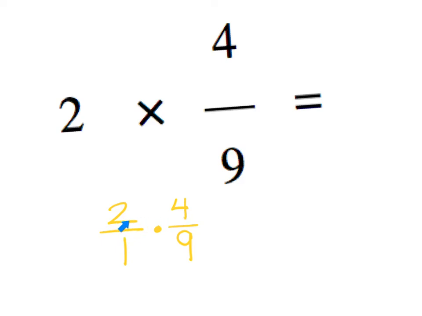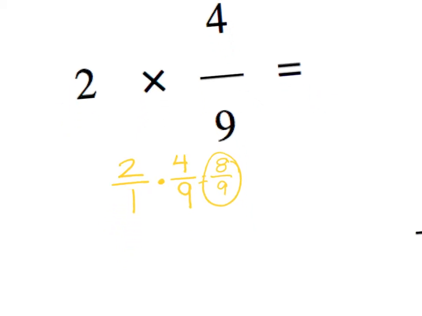Again, I cannot simplify side to side, so I'm going to leave the 2 and the 4 as is, and I'm going to multiply straight across. 2 times 4 is 8. 1 times 9 is 9. 8/9 is my final answer. Okay, so that is multiplying a fraction by a whole number.